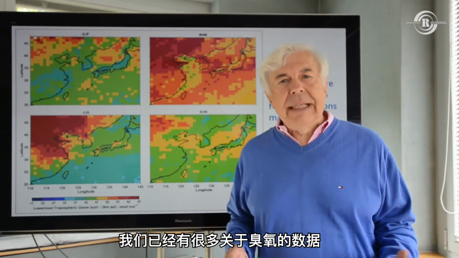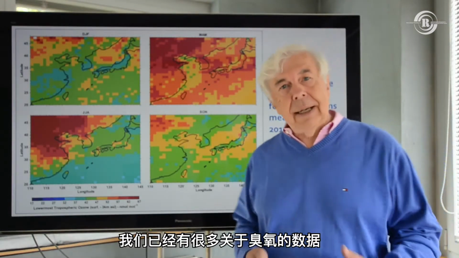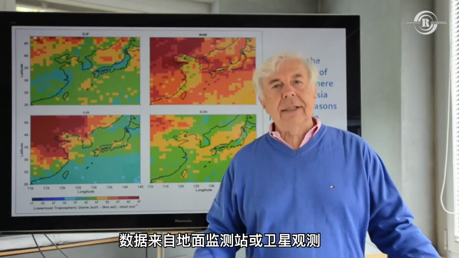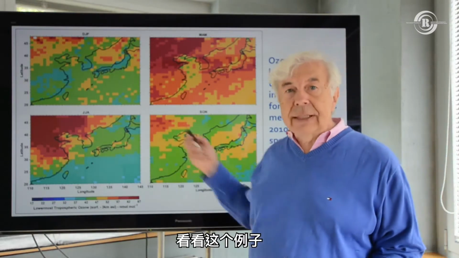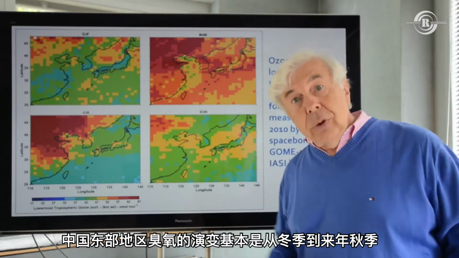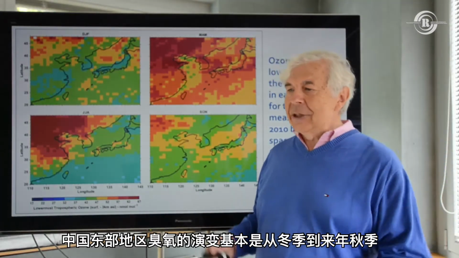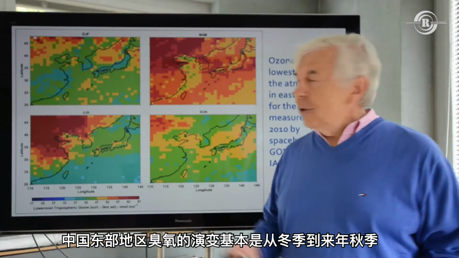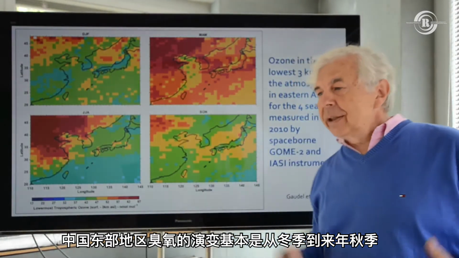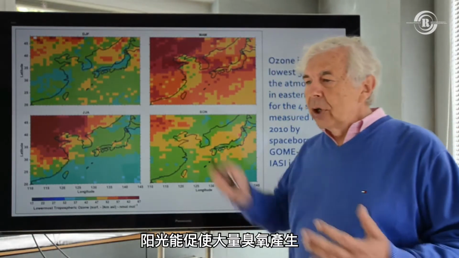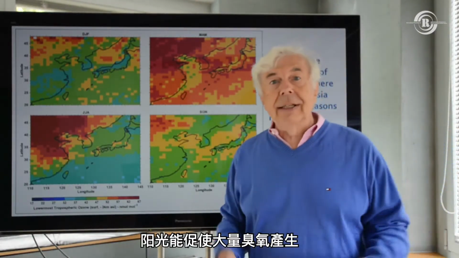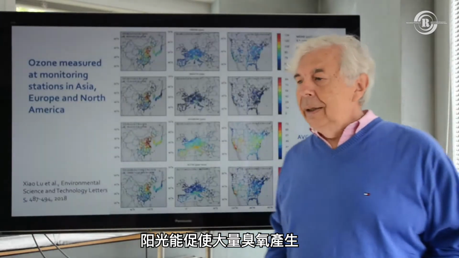Now, we have a lot of data about ozone already. They're coming both from surface monitoring stations and from satellites. You see here, for example, the evolution of ozone in eastern China, going from the winter, the spring, the summer and the fall, and you see, of course, the large amounts when the sunshine is present and ozone is produced.